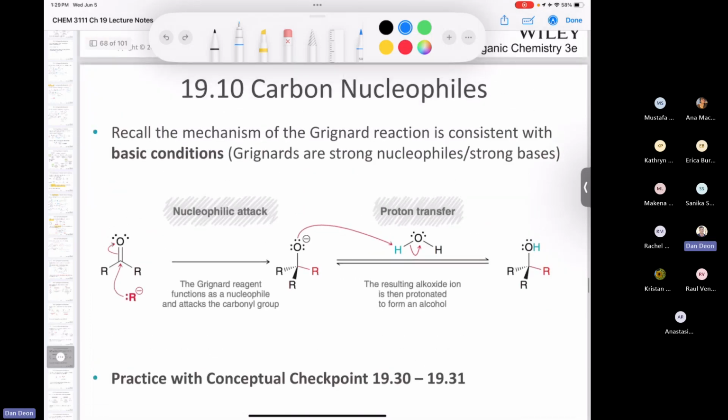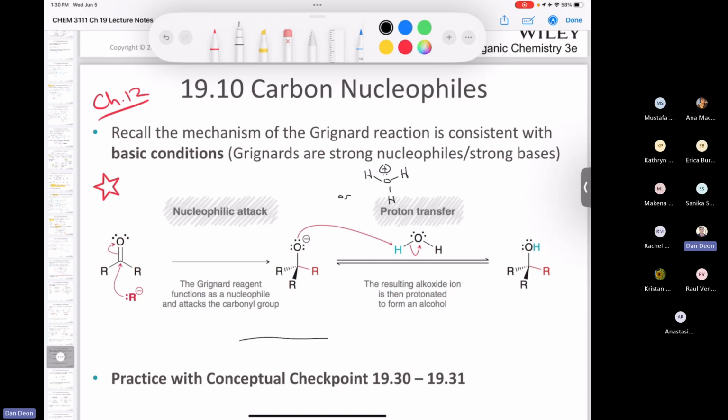Now, as far as the mechanism goes, this is just a Grignard mechanism. Again, we covered this in depth in chapter 12. We said you have your nucleophilic attack in the first step. The second step is a proton transfer. Again, it could be water or it could be H3O plus that transfers the proton. Either one is totally fine. It doesn't matter. But remember, it's a two-step process, right?